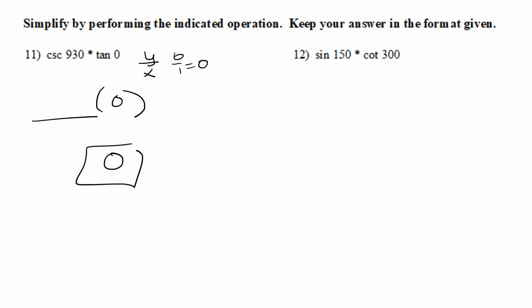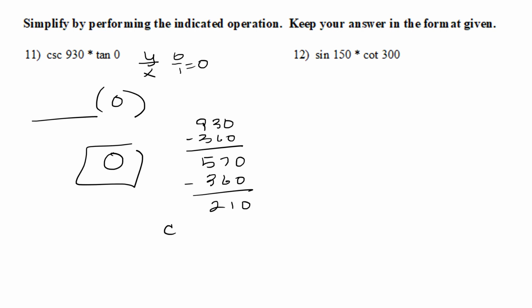Let's go ahead and do it anyways. So find a coterminal. 930 is way over 360. So I'm going to subtract 360 degrees, and that will give me 570. I'm still over 360. Subtract again. Find another coterminal, give me 210. So I really want to know what's cosecant of 210 degrees. Well, sine of 210 is negative 1/2. So cosecant is going to be its reciprocal, which would be negative 2. So negative 2 multiplied by 0 does in fact give us 0.